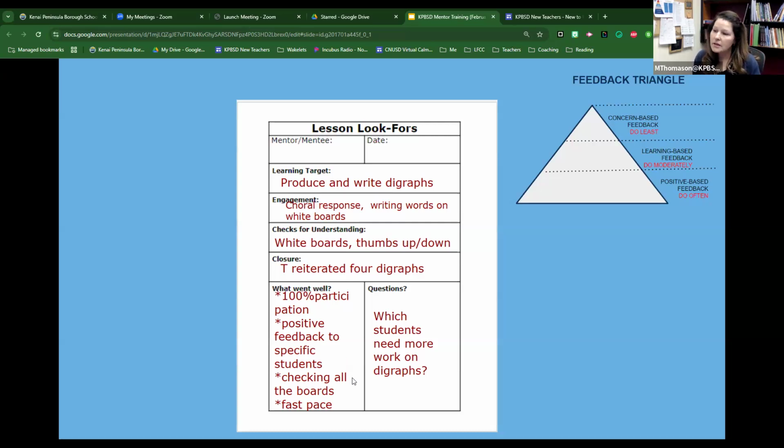Also, the last part of this lesson look for is the question in the bottom right-hand corner. It's good to scribe a question so that the question drives where you want the conversation or the debrief from the classroom visit to go. Okay, so that's a sample of what a lesson look for could look like.